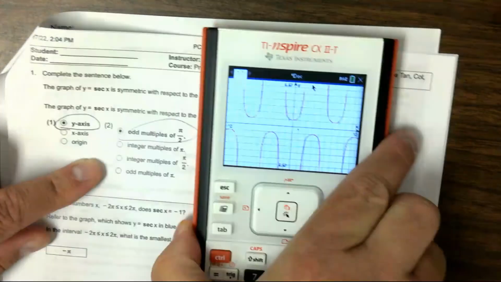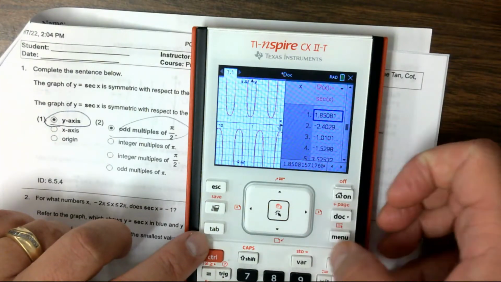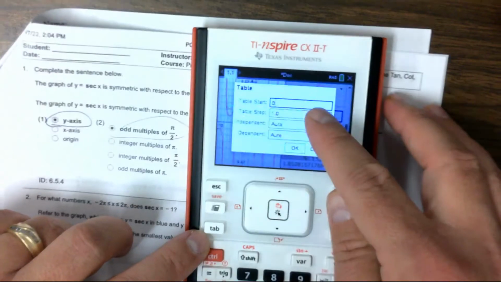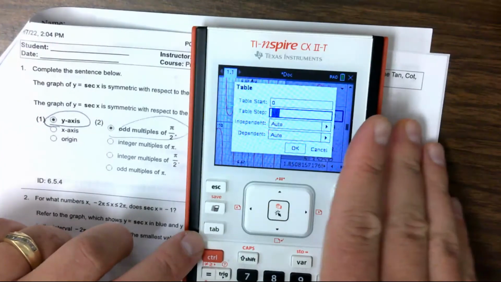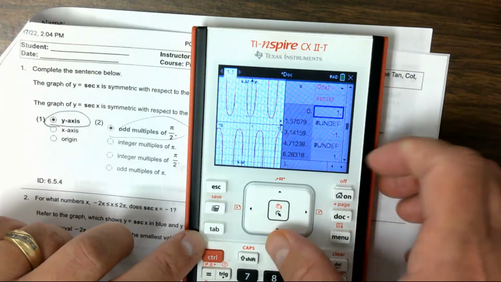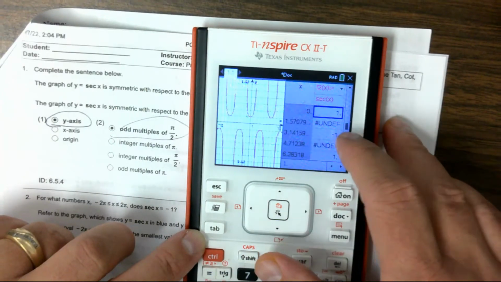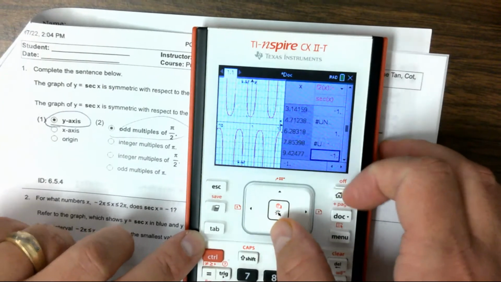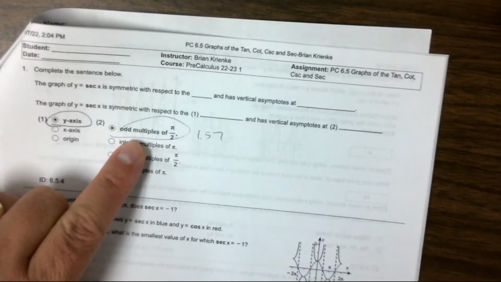What you can do again, if you'd like to, is go to your table by doing Control T, go to your table settings, start your table at 0 before you change any step, and go to pi halves. Pi divided by 2. So here you can see, if you're going through 0, then it's going to go 1, undefined, -1, undefined, 1, undefined, and so forth. So that's odd multiples of pi halves.